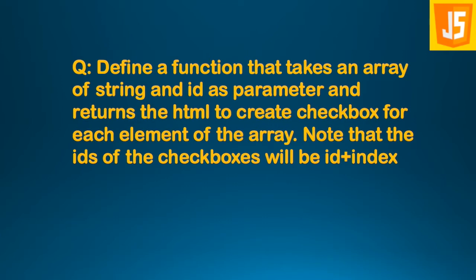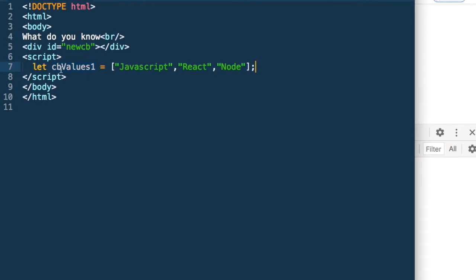Define a function that takes an array of string and ID as parameter and returns the HTML to create checkbox for each element of the array. Note that the IDs of the checkboxes will be ID plus index. So if ID was, say, checkbox, then the ID should be checkbox0, checkbox1, checkbox2, depending on their index in the array.